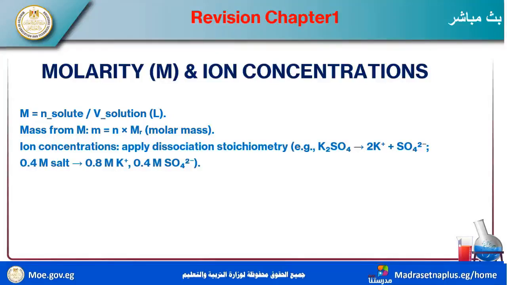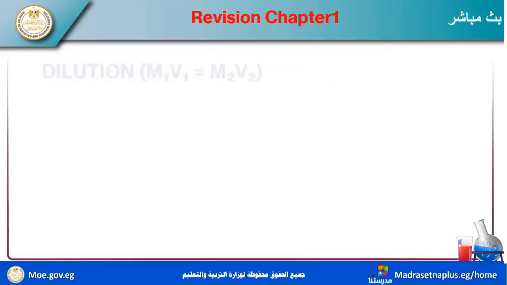Ion concentrations apply dissociation. Take for example K2SO4. When it dissolves, it gives 2K positive plus SO4 negative 2. If you have 0.4 molar salt, you have 0.8 molar K positive and 0.4 molar SO4 negative 2, according to the number of ions.